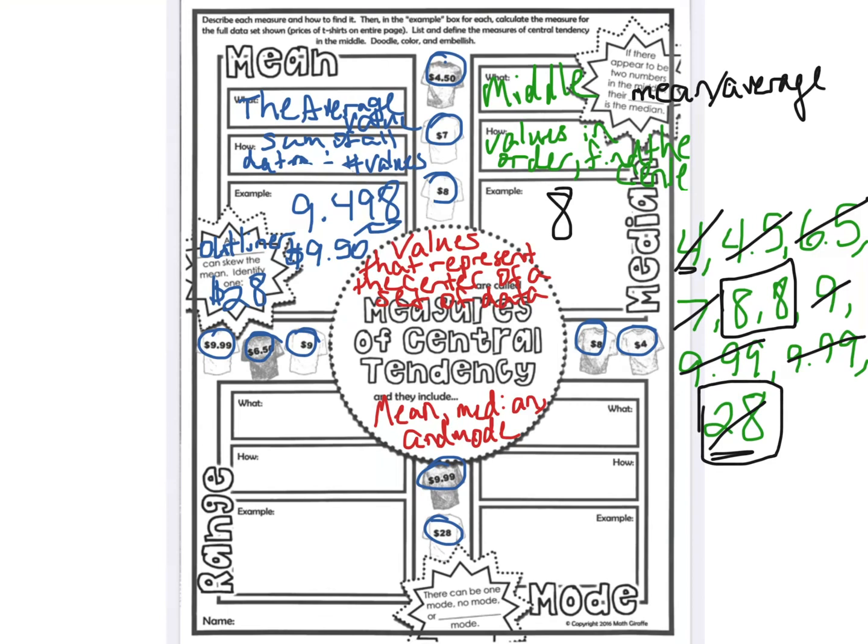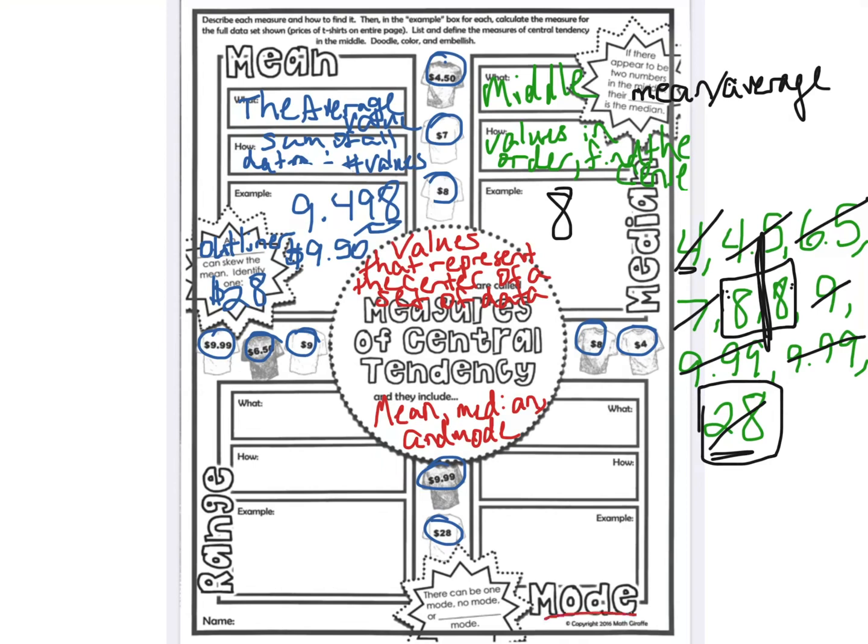So if there's not one specific middle number right there, then we would add these two numbers together, divide by 2, and find the answer that way. All right, let's take a look at our next measure of central tendency, which is mode, this one down here.